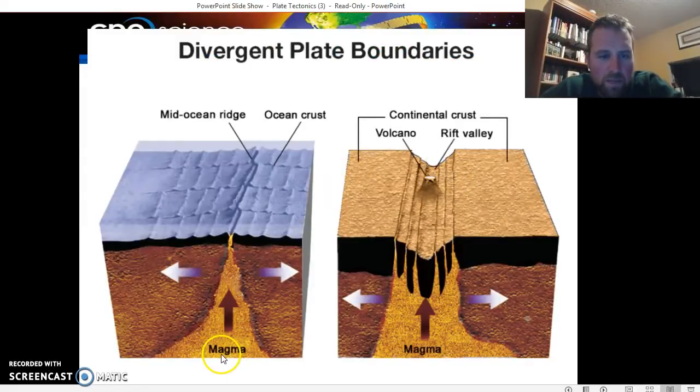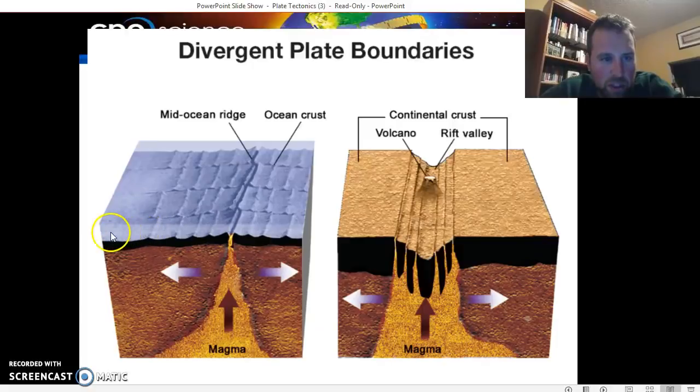So here's a picture. You can see here, here's a plate and here's a plate. Magma's rising up because of convection currents. And as it rises up, it pushes one way and the other way. And you can see here right in the middle, it's like an underwater mountain range, not a trench, an underwater mountain range. That's what we call a mid-ocean ridge.